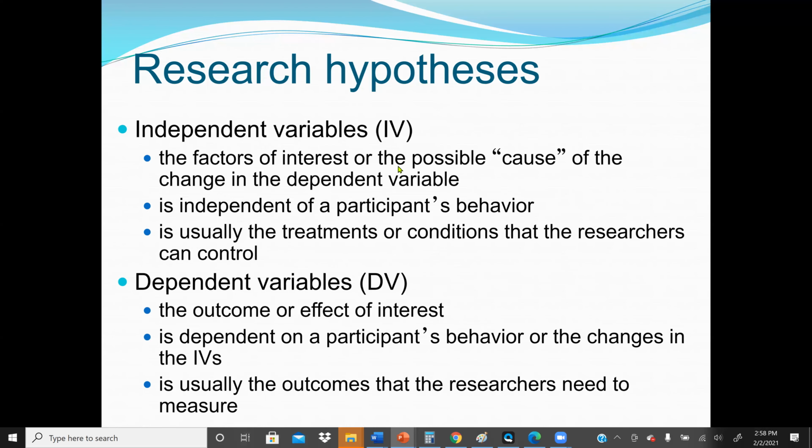So with the research hypothesis, as we mentioned, the independent variable always will determine the dependent variable. The independent variable here, we say, is the factor of interest or possible cause. The independent variable will cause the dependent variable. So the outcome of the dependent variable depends on the independent variable, the factor of interest or possible cause of the change in the dependent variable. And the dependent variable will be the outcome or the effect of interest.